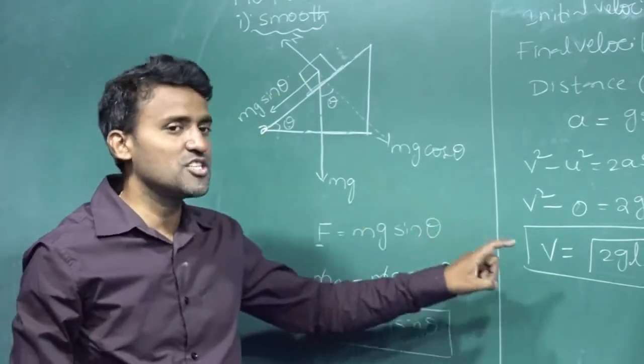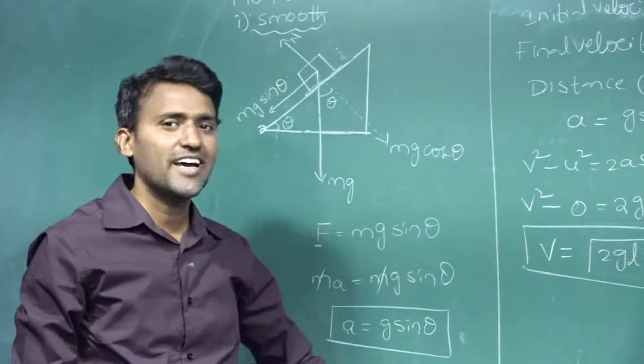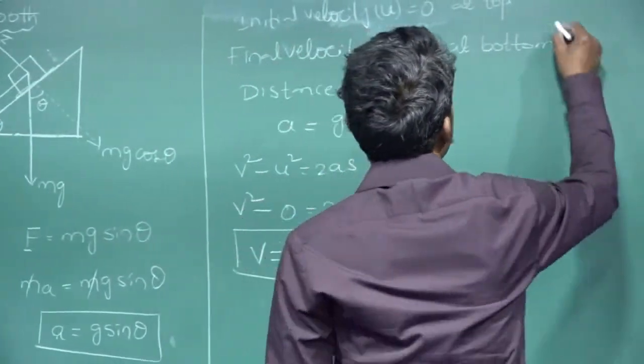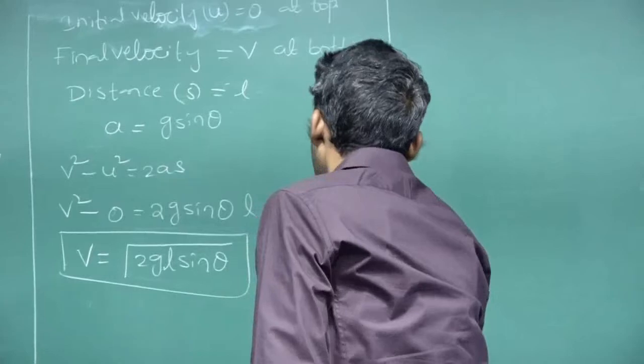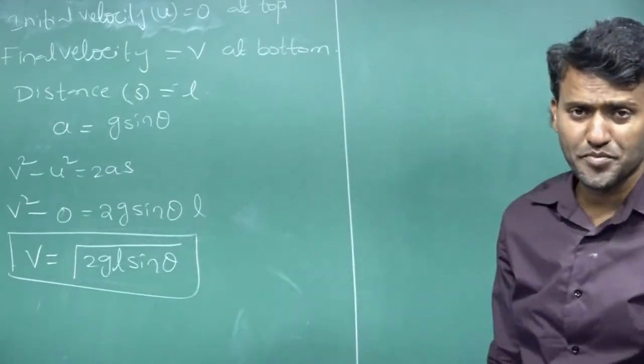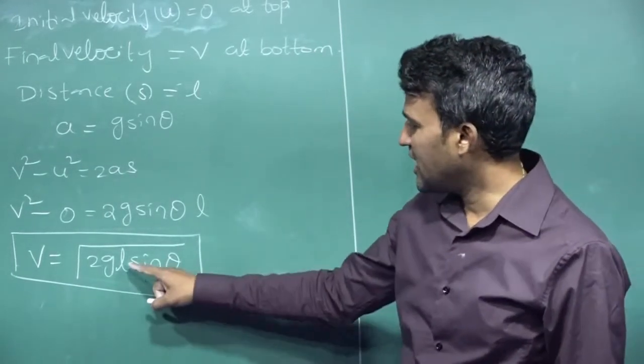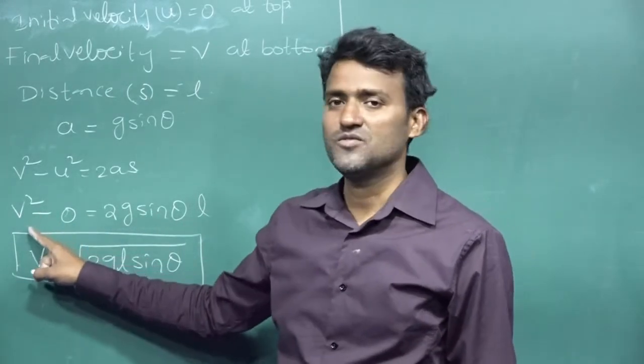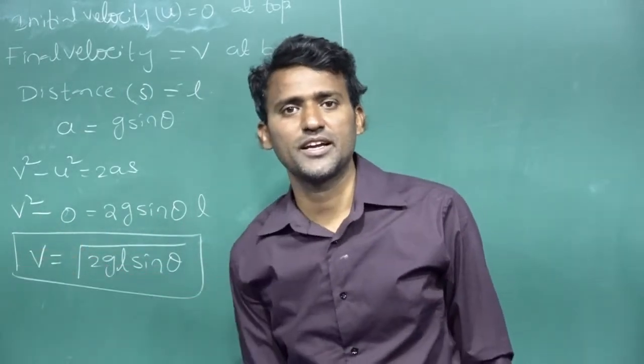When the block reaches the ground, what is the final velocity of the block? Under root of 2gL sin theta. Now if you want to calculate distance, distance is nothing but L, which you can write in terms of v square divided by 2g sin theta.